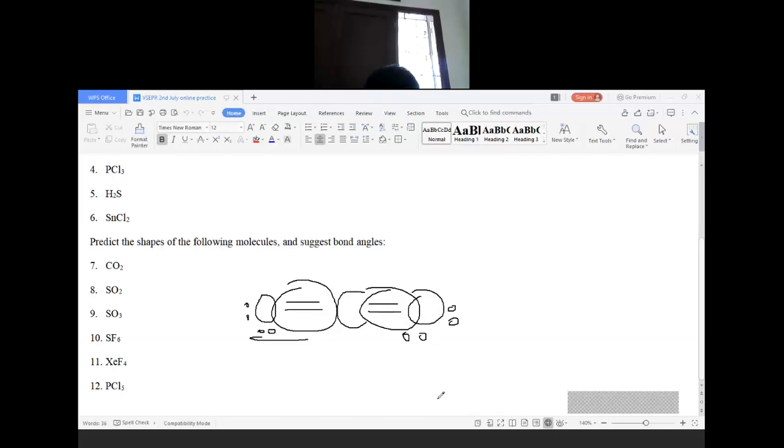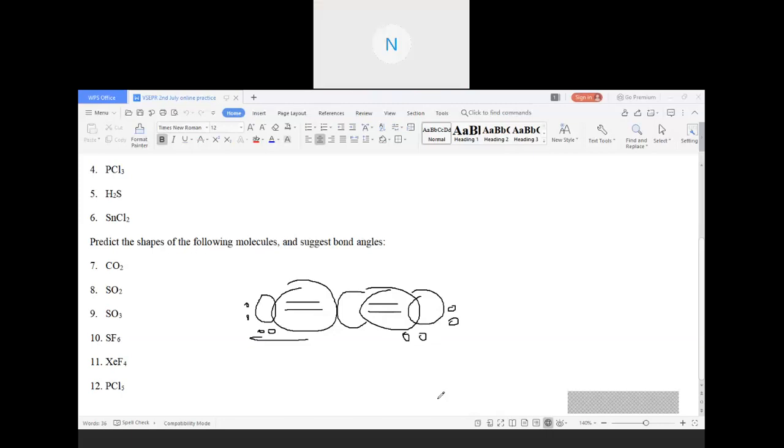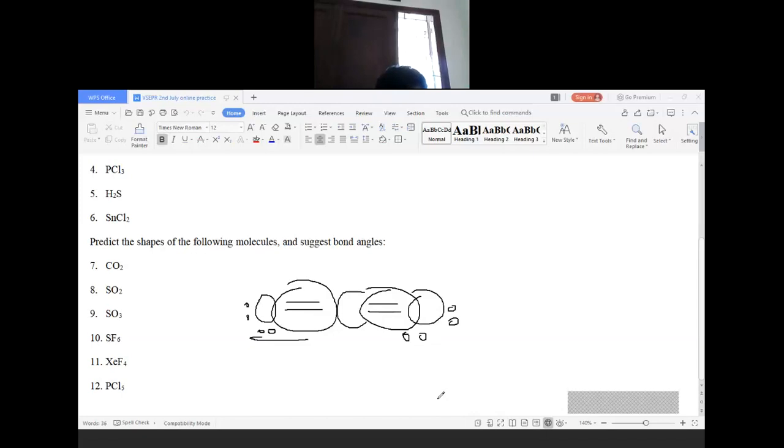But if a question asks how many bond pairs does CO2 have, do we answer it as 4 bond pairs or 2 bond pairs? This one, it has 4 bond pairs. If we say it has 2 bond pairs, it is not correct. It has 4 bond pairs, but the 4 bond pairs consist of 2 double bonds.